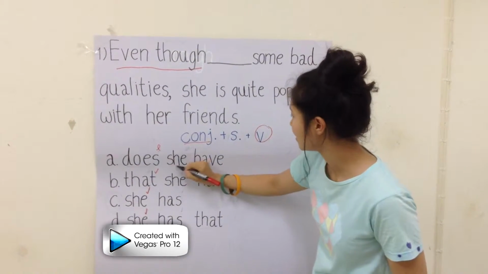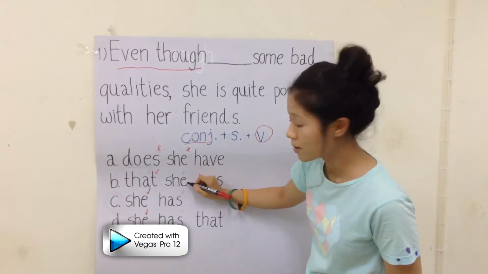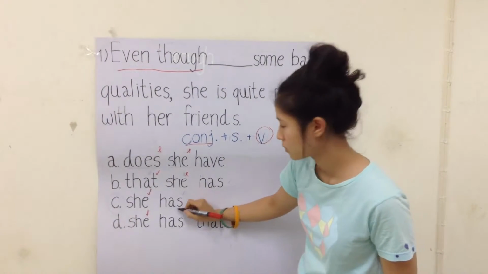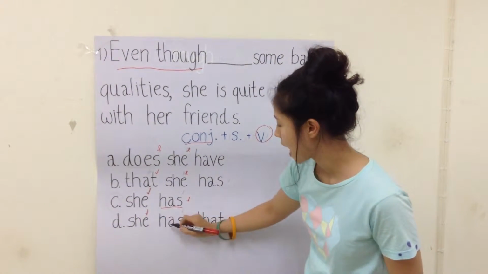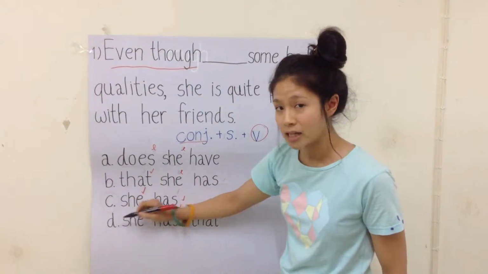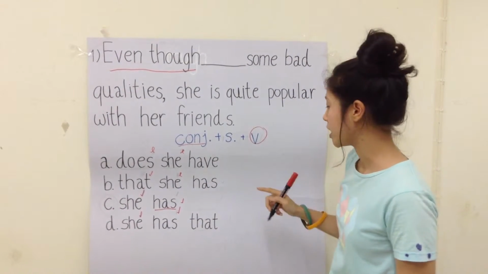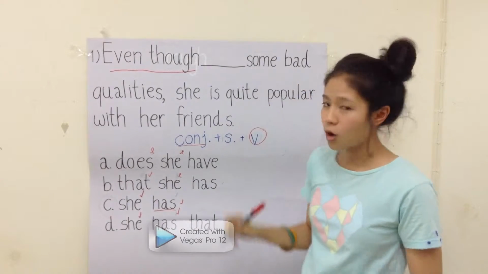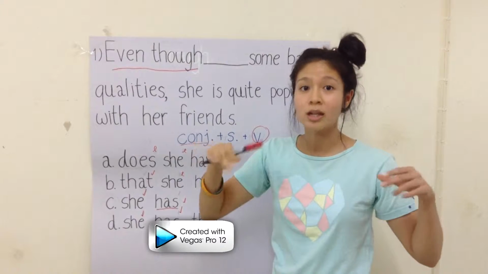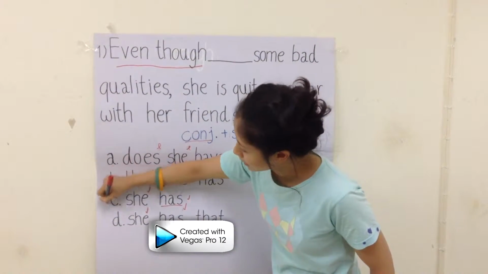A, she is, is that a verb? No. B, she is, is that a verb? No. C, is that a verb? Yes. And D, is that a verb? Yes. So we have D and C. For D, we have two determiners, which is that and some. In the same sentence, you cannot put determiners together. So the answer is C.